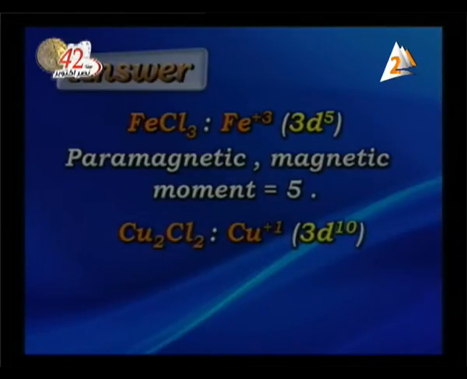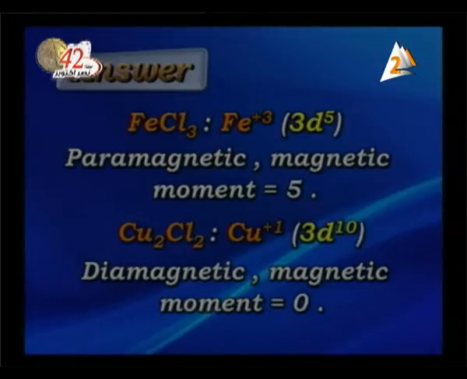In copper 1 chloride, the copper positive 1 ion has electronic configuration argon 18, 4s0, 3d10. So it is a diamagnetic substance and the magnetic moment equals 0, as it has no unpaired electrons.